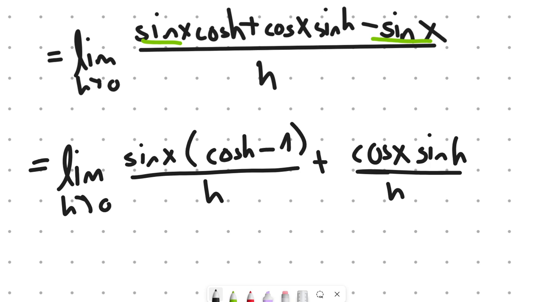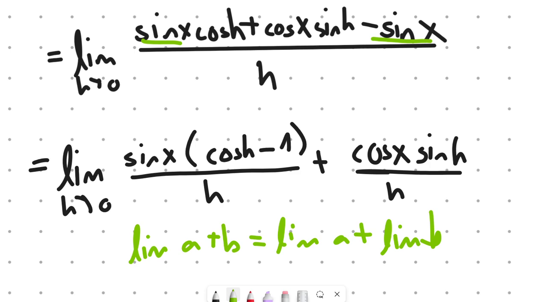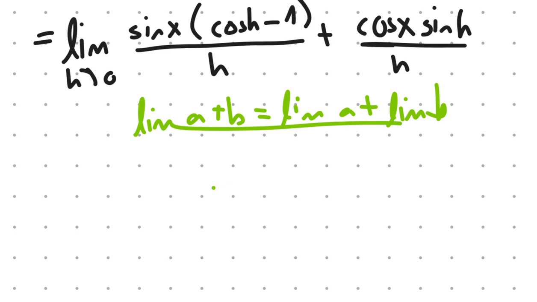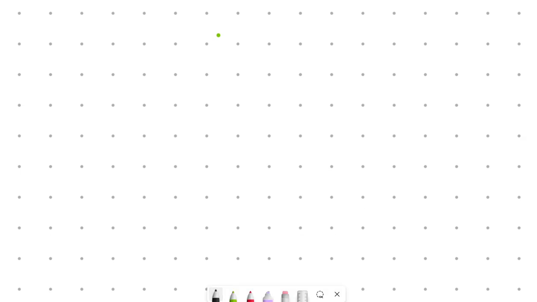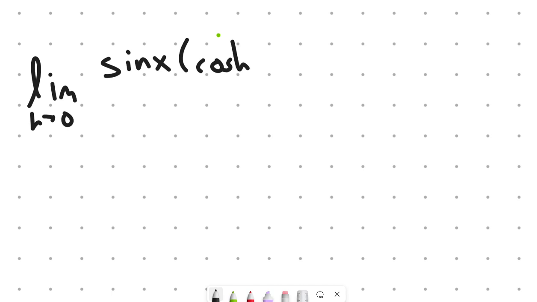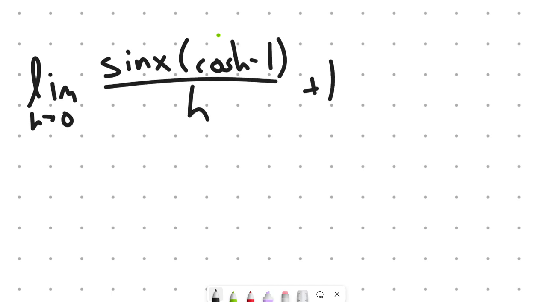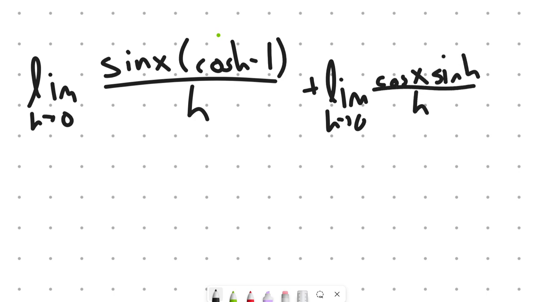Now the sum of the limits. So if I have a limit of a plus b, it is a limit of a plus the limit of b. Now the proof of this formula is going to be soon. Indeed, we're just going to take the limit of those individual ones. So we'll just have the limit as h approaches 0 of sine of x cosine of h minus 1 over h, plus the limit as h approaches 0 of cosine of x sine of h over h.